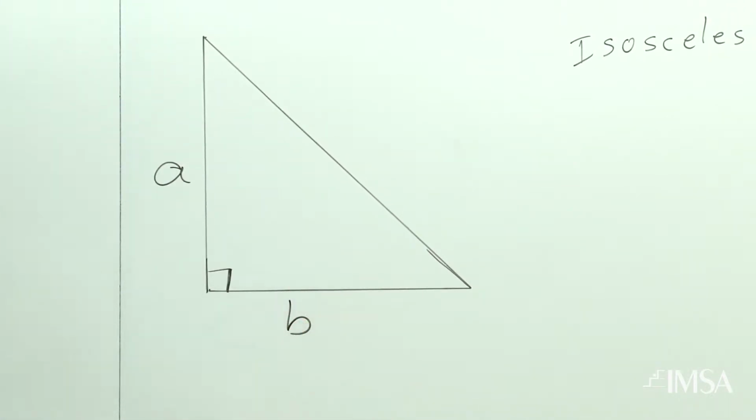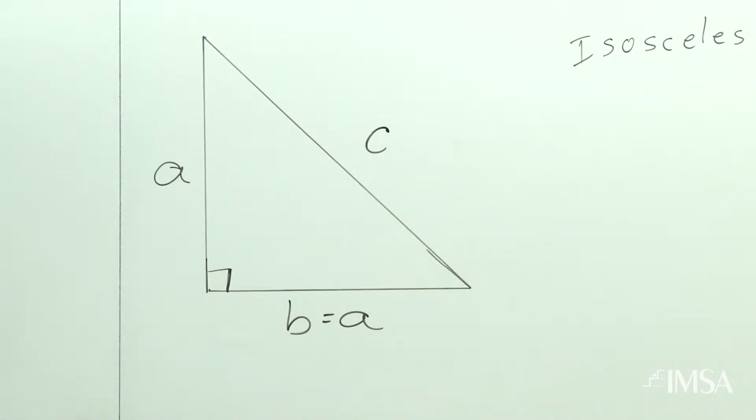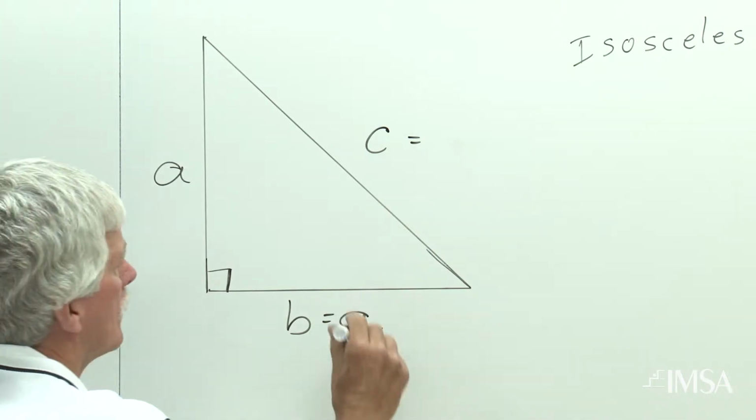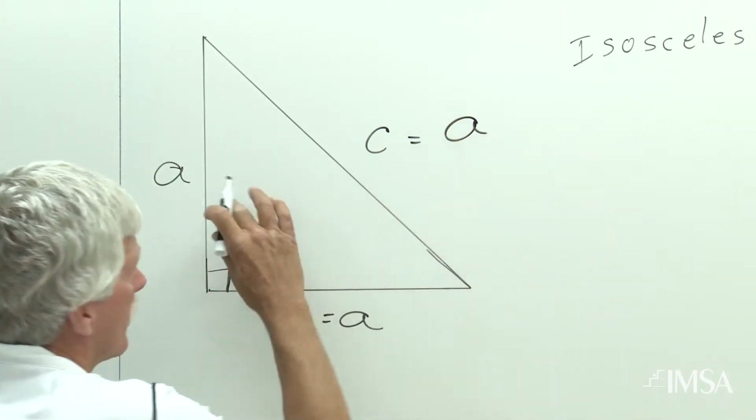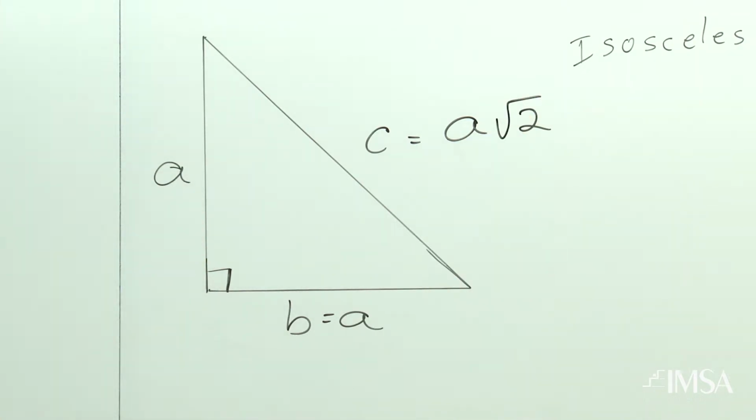We're going to label these like we do for the right triangle, but we know that this is also going to be equal to side A. There is a relationship with the hypotenuse for these. That hypotenuse is very simply A, the length of A, times the square root of 2. Now I say, where'd that come from? I didn't just make it up.